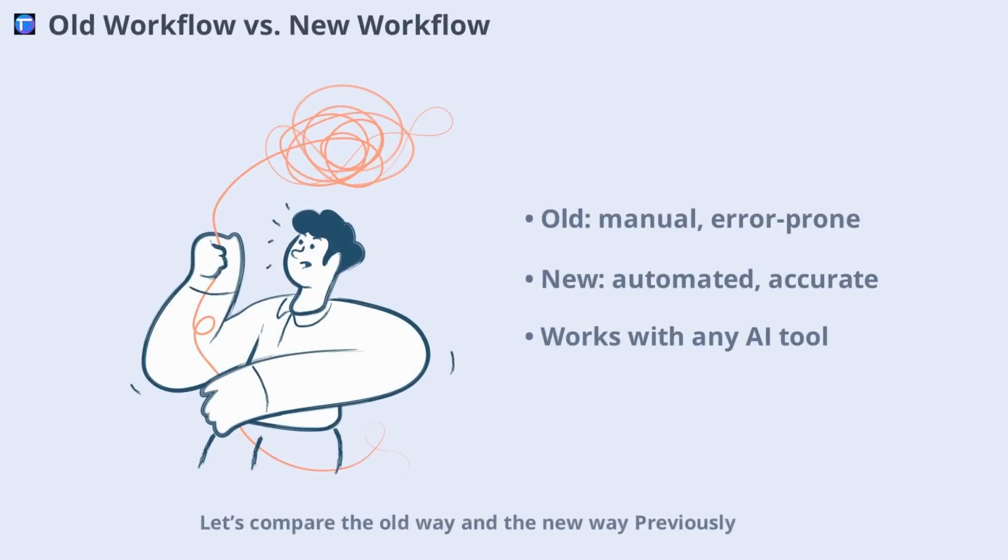Let's compare the old way and the new way. Previously, you'd open your IDE, decide to write documentation, switch to an AI tool, copy and paste files, and often realize the AI didn't have the right context. This led to frustration and wasted effort. Now, with context packing tools, you simply run a command, generate a context file, and paste it into any AI tool you like. The process is streamlined, accurate, and much more flexible.